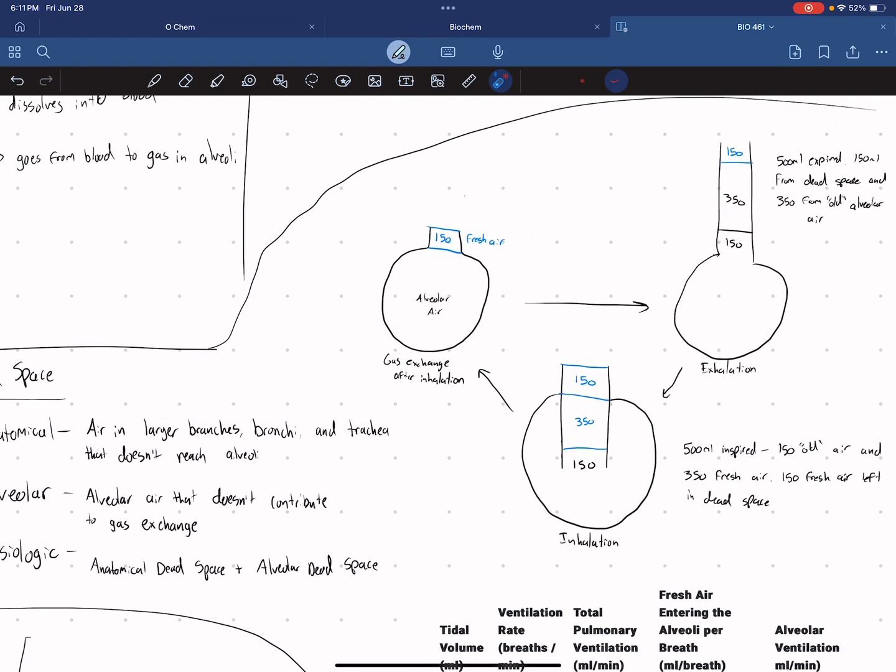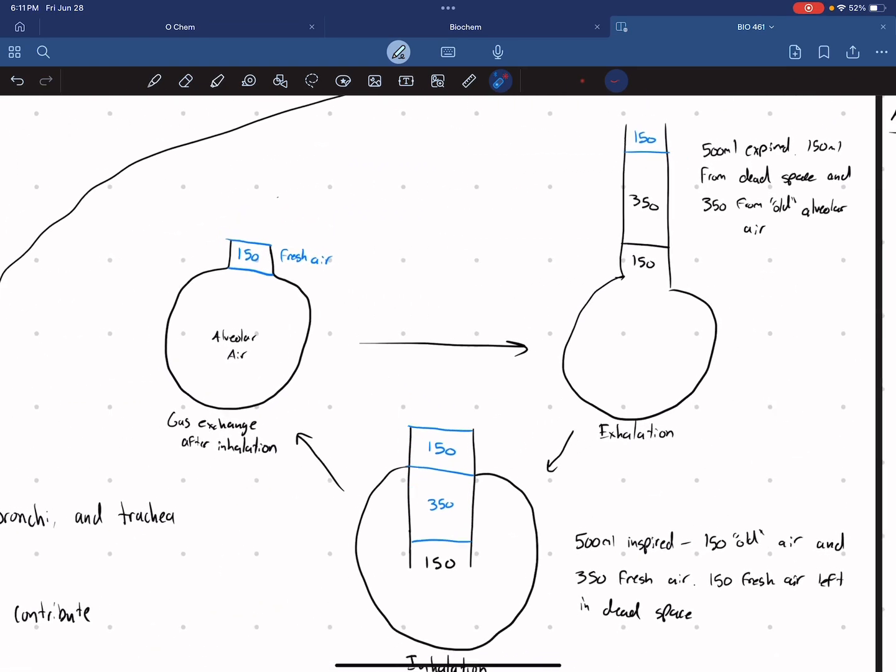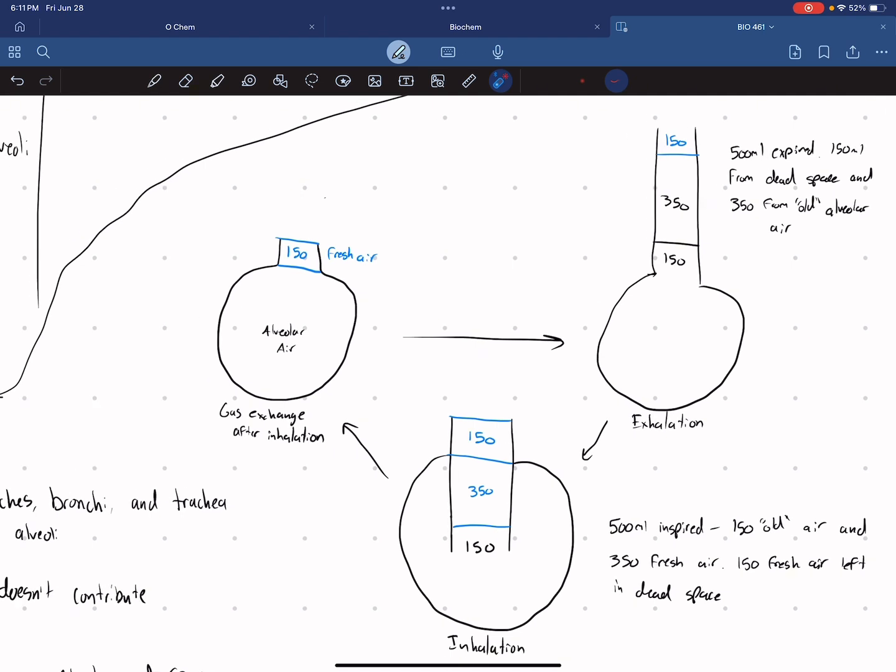So what I've done is create a little drawing here of an alveolus and the different stages that happen during alveolar ventilation. We'll start here with the alveolar air. This is after inhalation but before exhalation. So what we have is this section here of what we call fresh air. This is the gas exchange that happens after inhalation. We have about 150 milliliters of fresh air here outside of the alveolus.